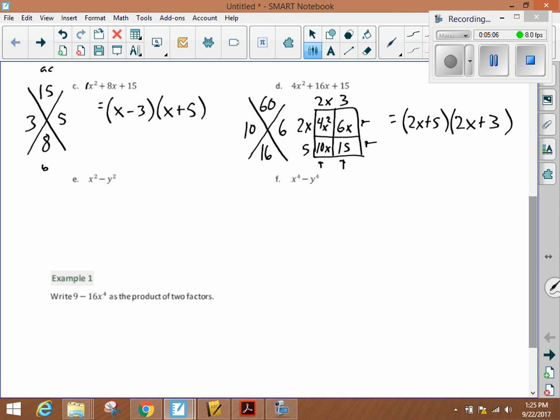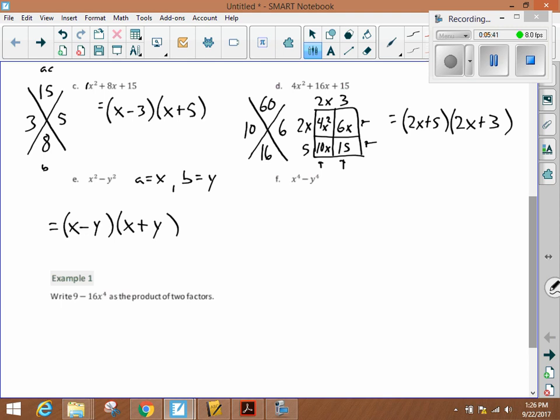Well, what about this one? Well, in this case, I'm going to really definitely want to use difference of squares, where a is x and b is y. So that's going to be equal to x minus y times x plus y. And it's really, really good for you to be able to see that difference of squares and practice using it. Okay?